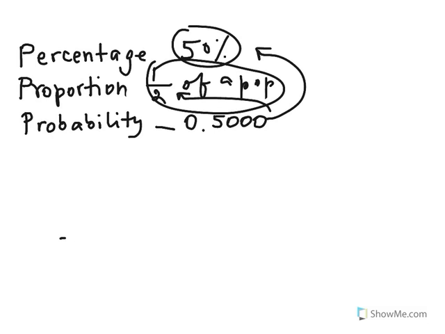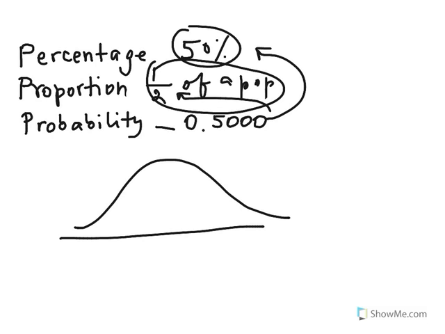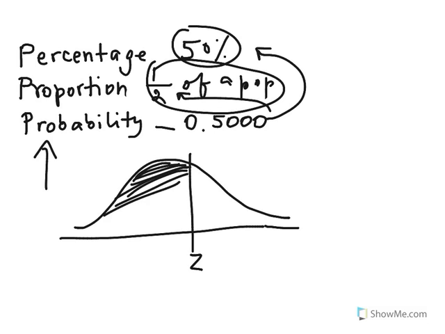Now the area is basically the graphic representation of all of these three concepts when we draw a picture to illustrate the situation. So for example, the area from this z-score to the left will be all this area here under the normal curve, and that is associated with a percentage, a proportion, or a probability.